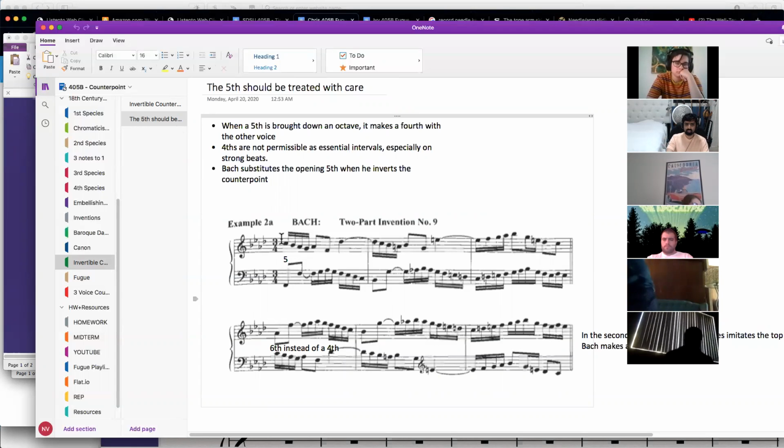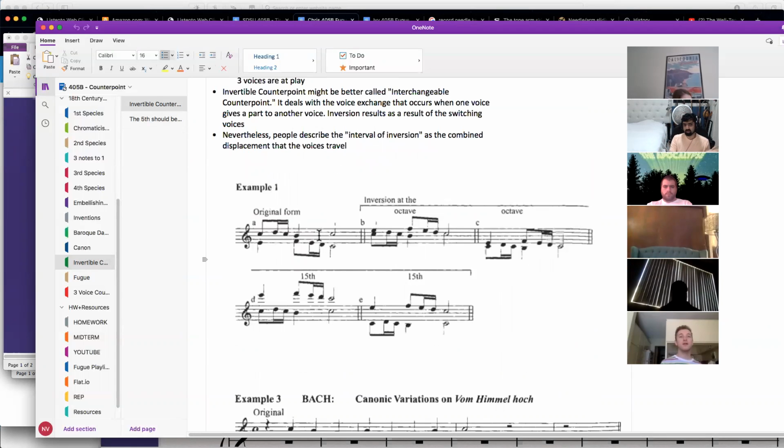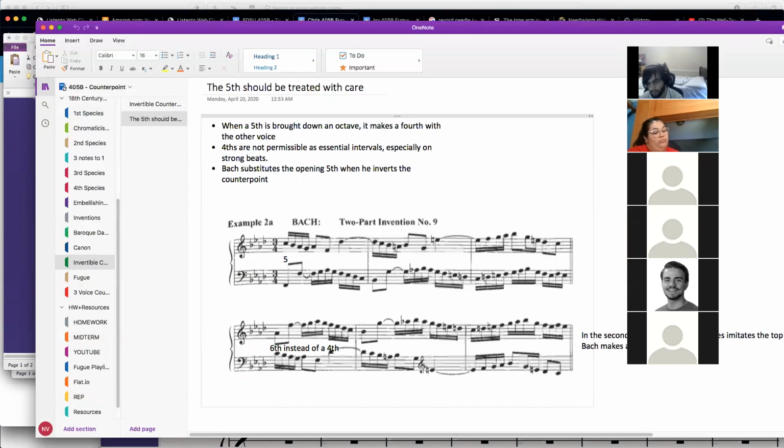Invertible counterpoint means that you exchange the voices. So the top voice is on the bottom and the bottom voice is on the top. And the idea of inversion comes from the fact that the intervals themselves are inverted. So like in this example, if you have a fifth and you switch this so that this is on bottom and this is on top, the fifth becomes a fourth. Cool. Any other questions?